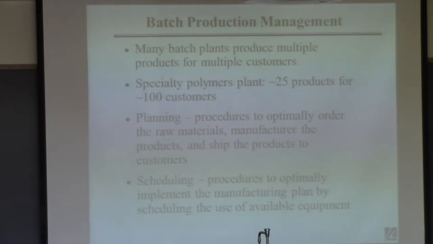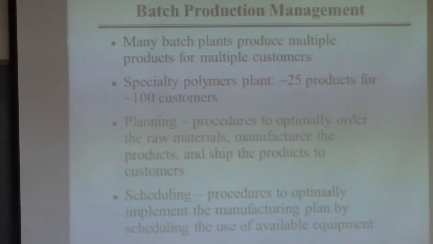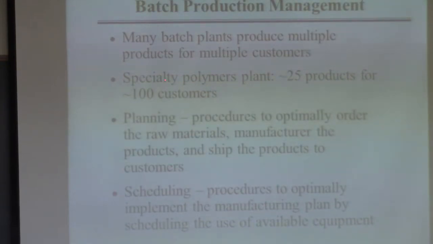Okay. So most batch plants, not all, or let's say many, produce more than one product and they do it for more than one customer. A lot of the examples I tend to refer to in class are polymers because I've worked a lot with polymers and companies that make polymers. It's very common that you hear a word like polyethylene or polypropylene. Those are not all the same. There's lots of different kinds of polyethylenes you could make in terms of the molecular weight distribution of the polymer. And then many polymers have more than one monomer.